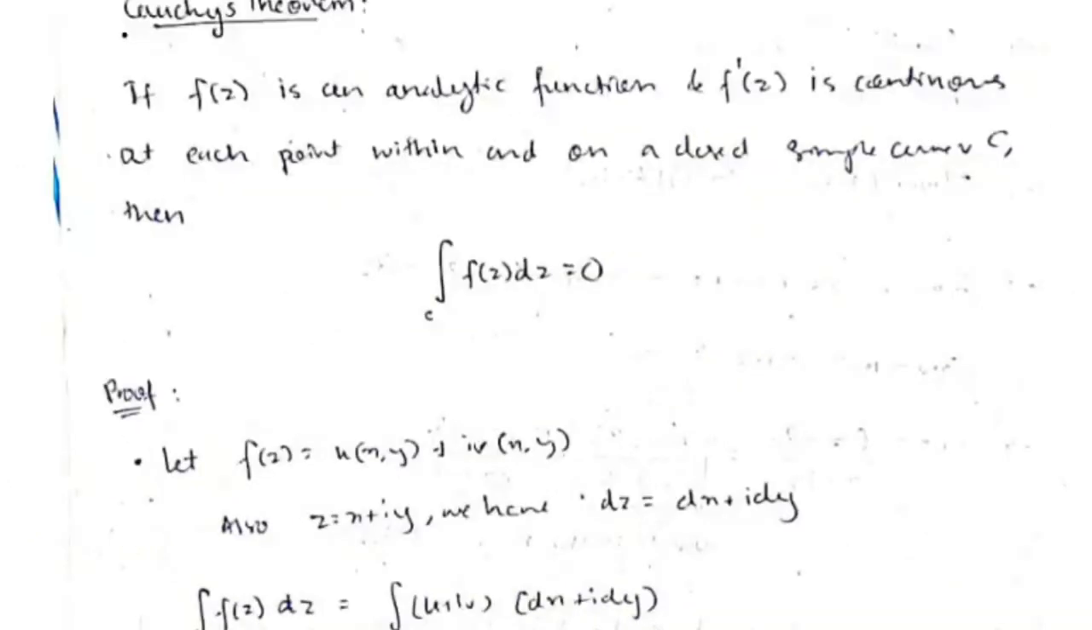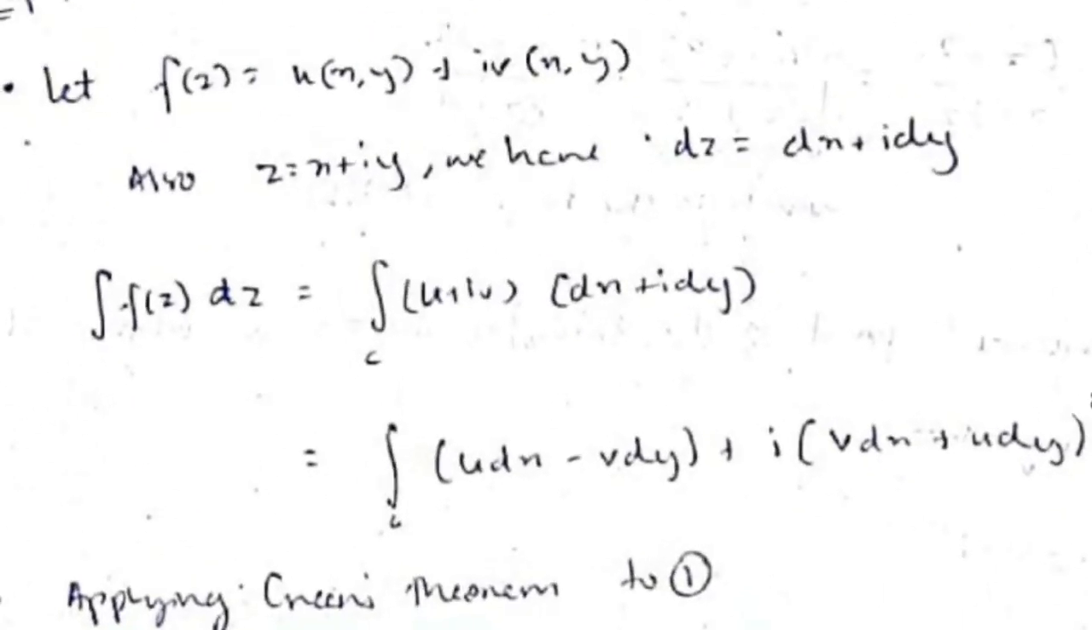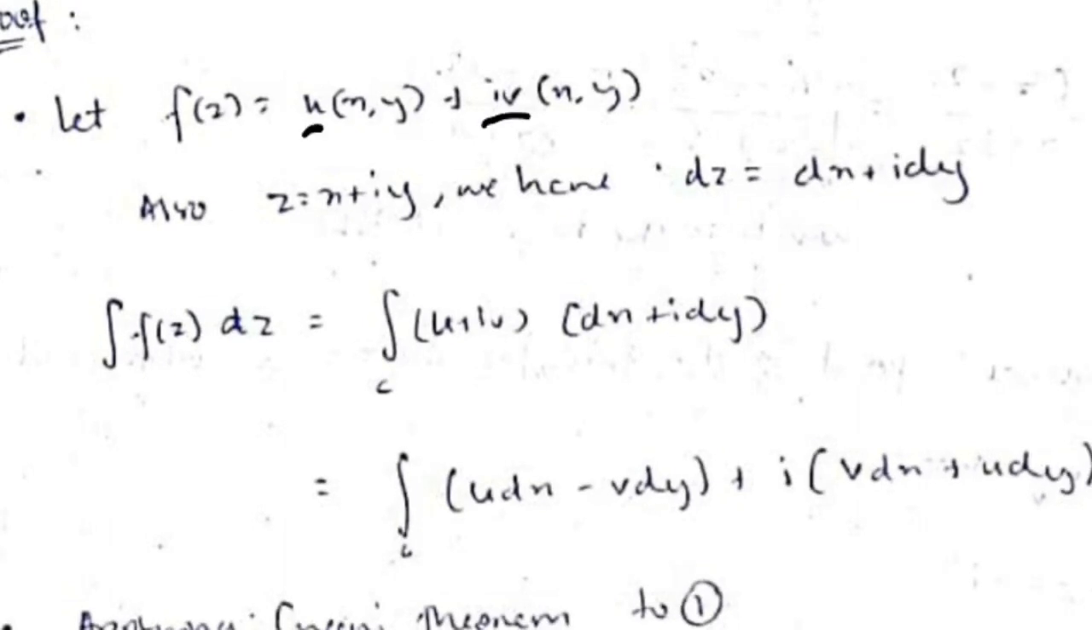Coming to the third part, which is Cauchy's theorem and the numericals related to it. We have two theorems to prove, and we will be seeing the numericals for each of these formulas. The first theorem is we have to prove integral f of z dz is equal to 0. So what is f of z? F of z is u plus iv. U and v are functions of x and y. It's given that z is equal to x plus iy. Therefore, dz will be equal to dx plus i dy.